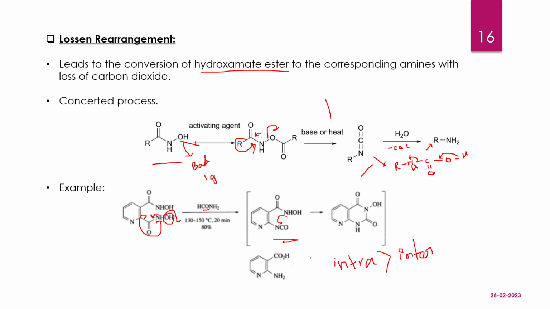This diamide undergoes hydrolysis, water attacks here and here, and we will get this as our product. So here, intramolecular attack on the isocyanate intermediate is happening. Usually water or alcohol attacks, whereas here an intramolecular attack is possible. So before water or any solvent attacks, this internal nucleophile will attack, giving us this product.